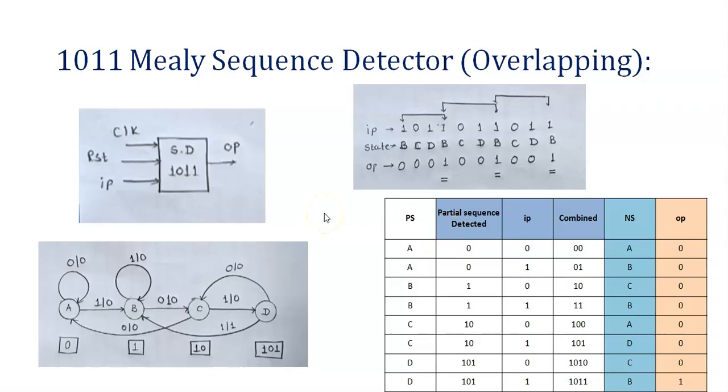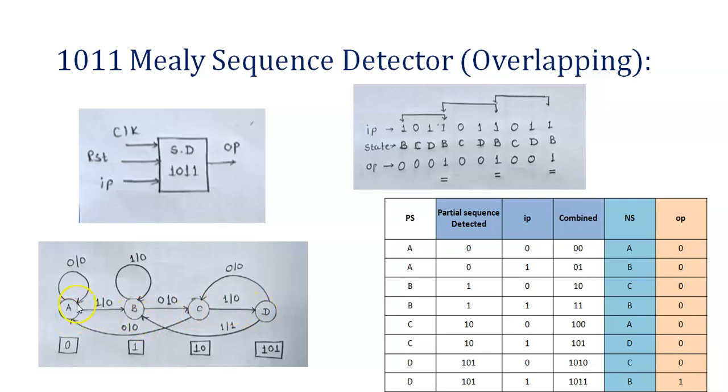So the first step is: how many bits are there in the sequence. For the 1011 sequence we are going to detect, there are 4 bits, meaning you require 4 states. So here A, B, C, D, these 4 circles we have drawn because 4 bits are there. So the first step is to draw that many states, as many bits as you have in the sequence. 1 0 1 1, that is 4 bits, and that's why we have drawn 4 circles.